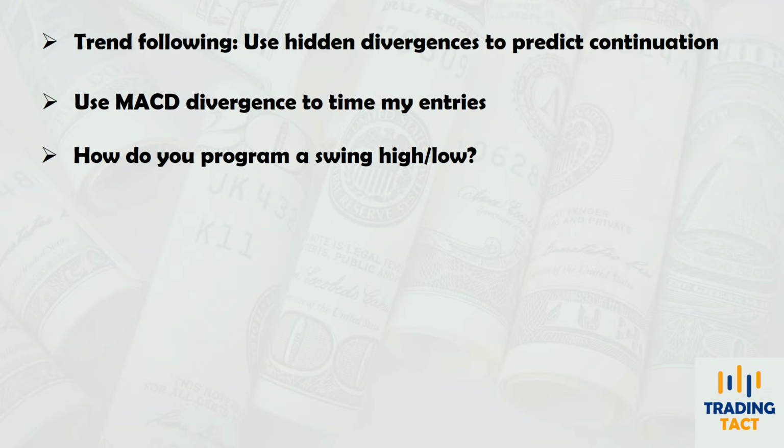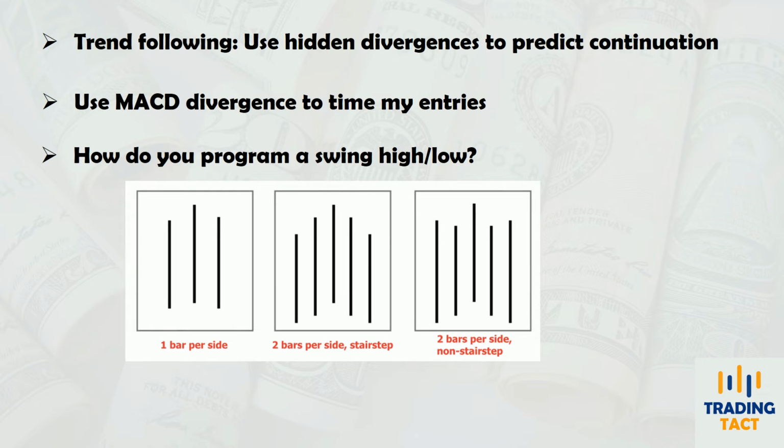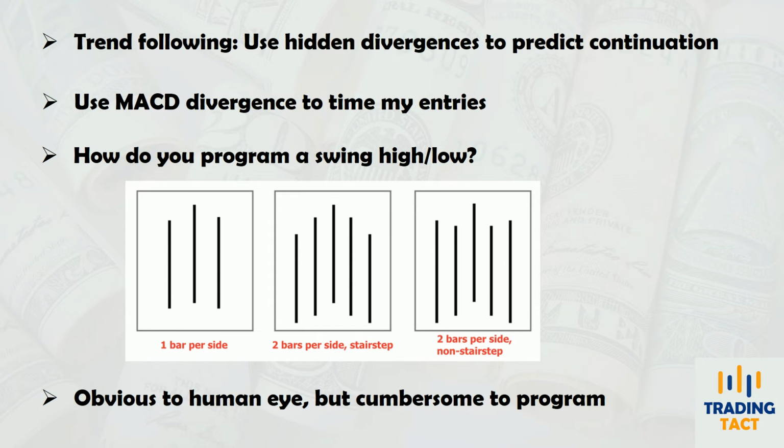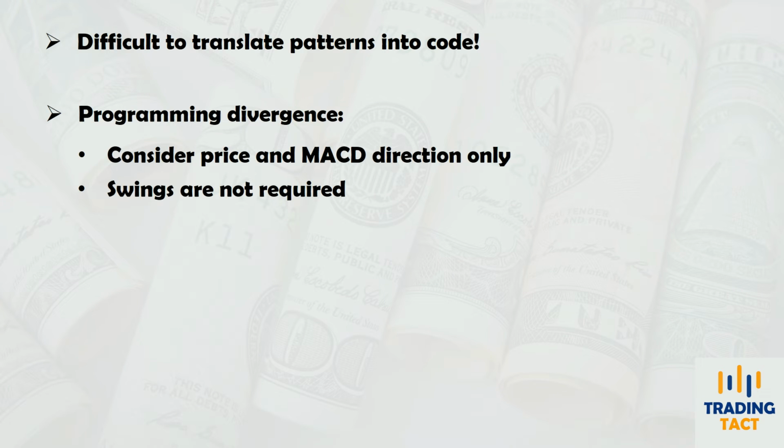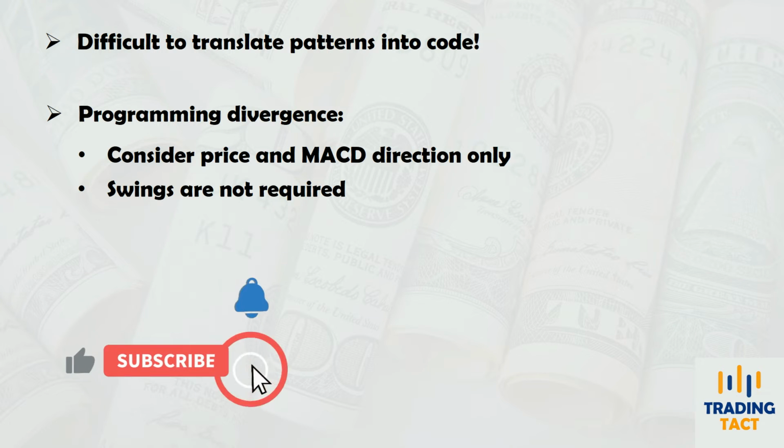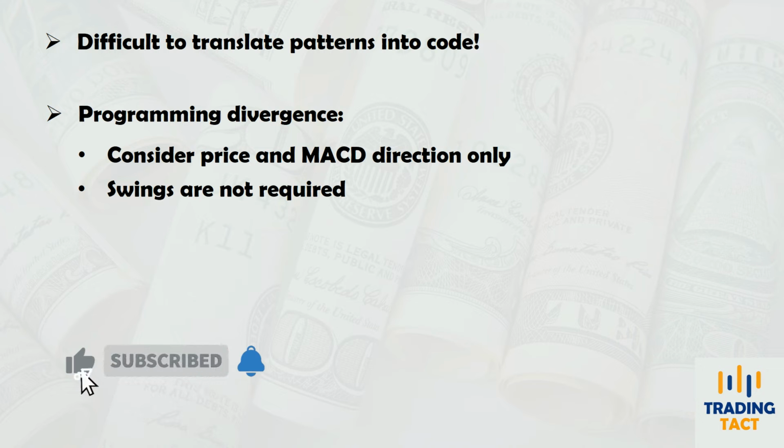How do you objectively define a swing? These are three types of swing highs which are obvious to the human eye, but will likely require different programming rules. It's easy to end up with a whole bunch of rules when attempting to program a swing. To circumvent this, I'll consider divergence to be present whenever price and momentum move in opposite directions. The presence of a swing will not be relevant. I will use the following simplified logic for price and the MACD main line.